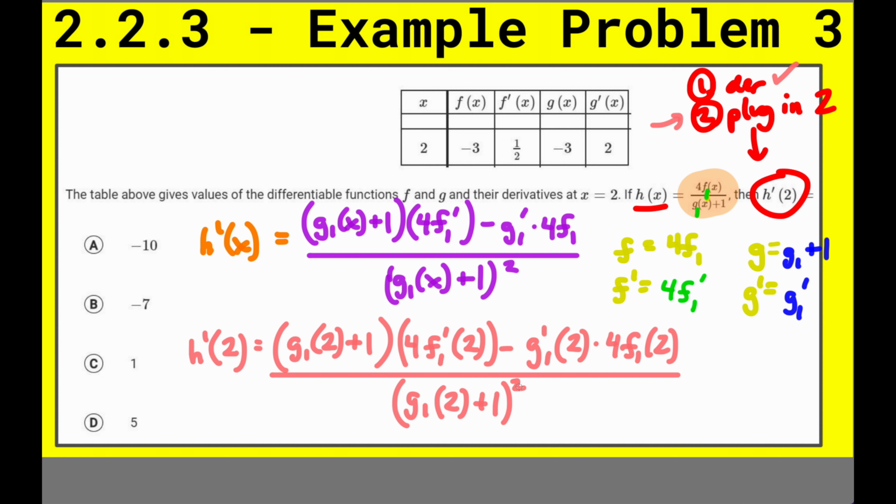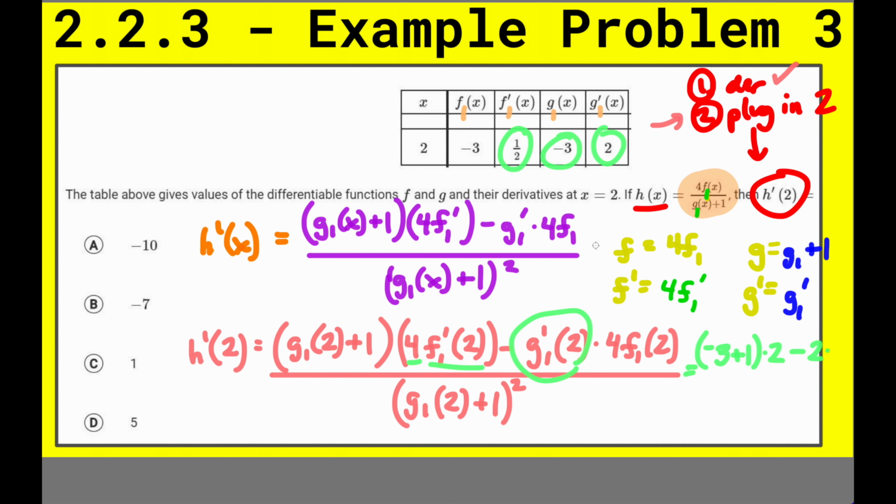Okay, now all of these values are found in this table up here. I'm going to add little subscripts of 1 on all these so we know that it's related to that pink step right there. And we're just going to plug in values. G sub 1 of 2, okay, well that's -3. So that first value is -3. Put -3 in there, plus 1. Okay, 4 times f sub 1 prime of 2 is 1/2, so that's just going to be 2. So times 2. Minus, this value right here is 2.